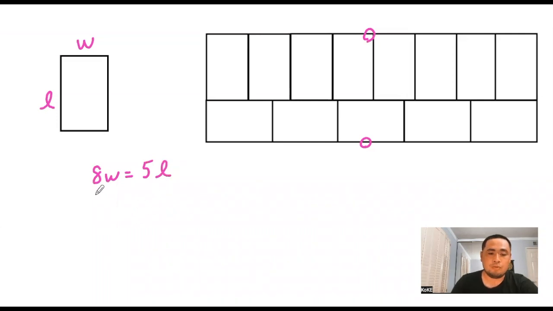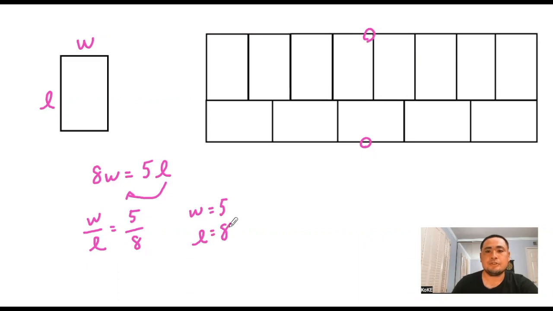And then if we rearrange this equation, I'm going to drop the L over to this side, so I'm going to divide that out. So width divided by the length is equal to 5 over 8, which means that the width is equal to 5 centimeters, and the length is equal to 8 centimeters.